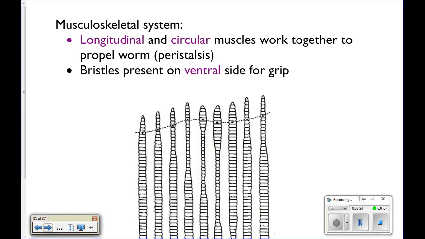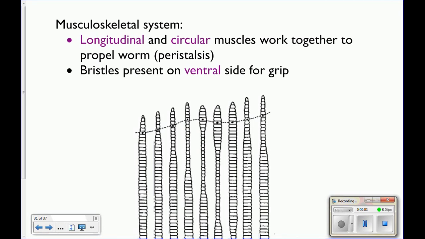When they relax those and contract their longitudinal muscles, it's going to pull the worm this way. So they alternate, elongating with their circular muscles and then shortening themselves with their longitudinal muscles. They've also got these little things called setae, little bristle hairs that they use to grip onto the surface and pull themselves forward. Does that make sense? Good. We'll finish this next.